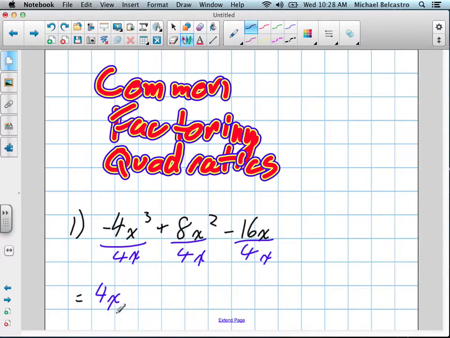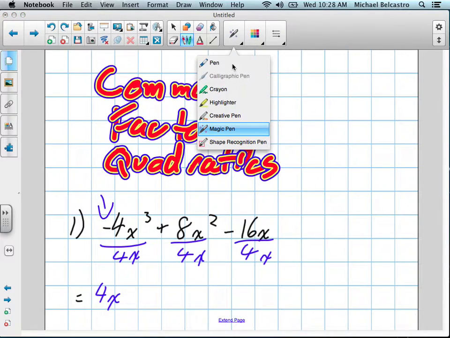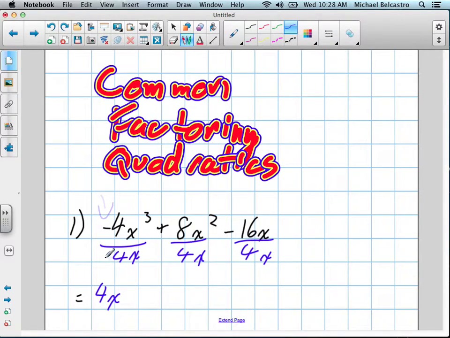The other thing I would like to do is, if our first term is a negative, I'd like to get rid of that negative, okay? So in other words, instead of just dividing by 4x, I would like you guys to divide by negative 4x. We would like our first term in the brackets to be positive.